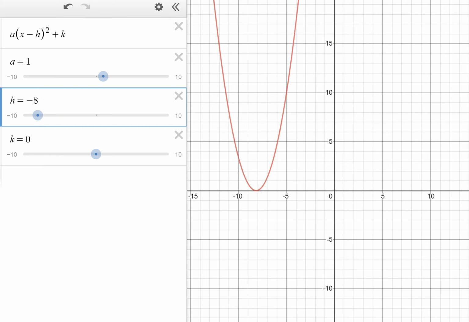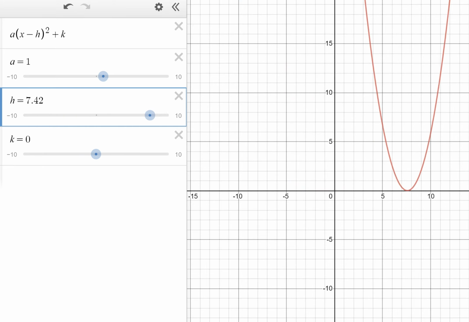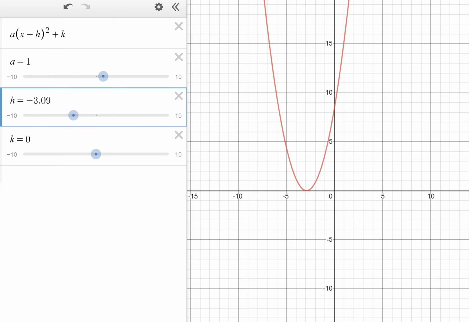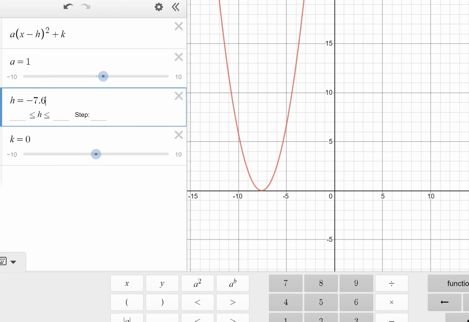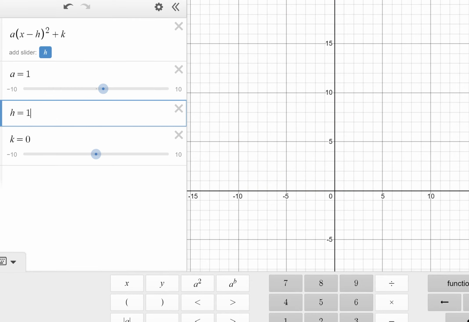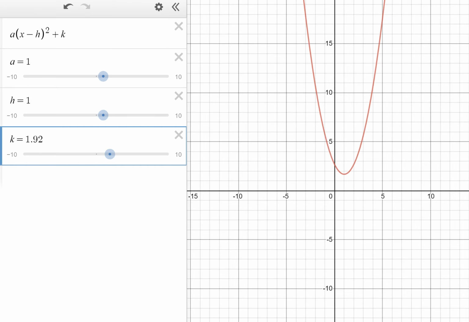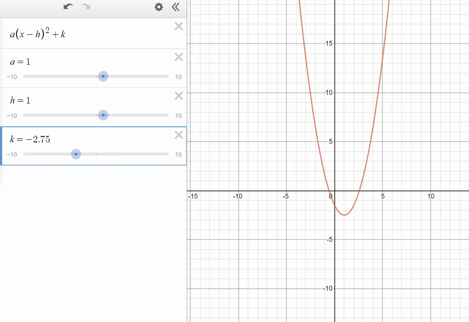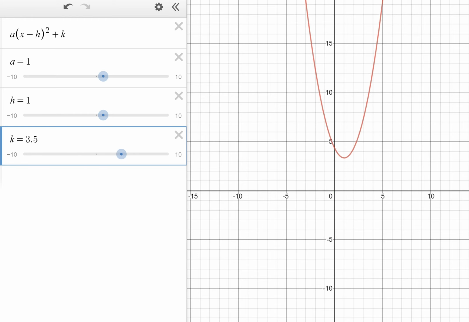So one way to think about this is that it's not getting narrower or wider. We're physically picking it up and moving the entire graph. Now, we can revert that back to 1. And now let's play around with the value of k. Well, this is a translation in the positive y direction. So now we can see that it's moving up and down.